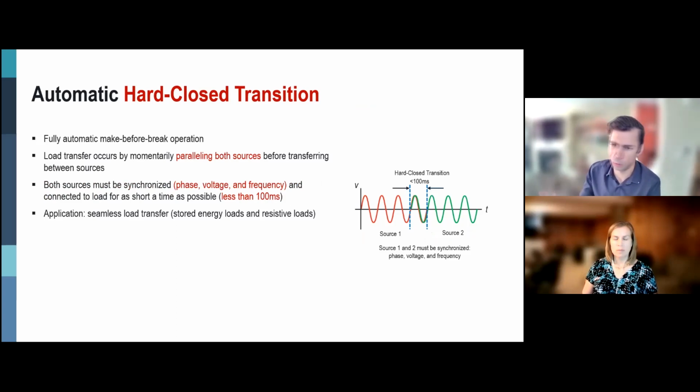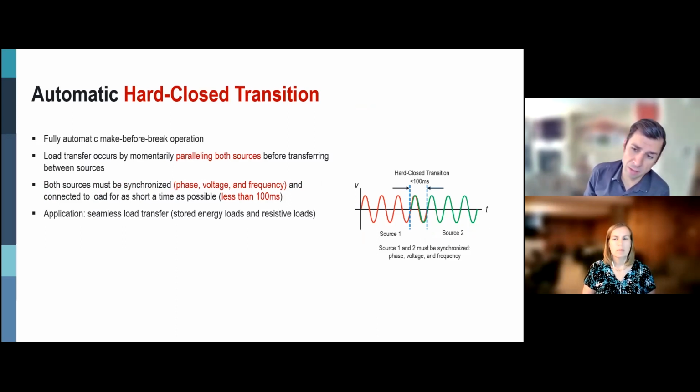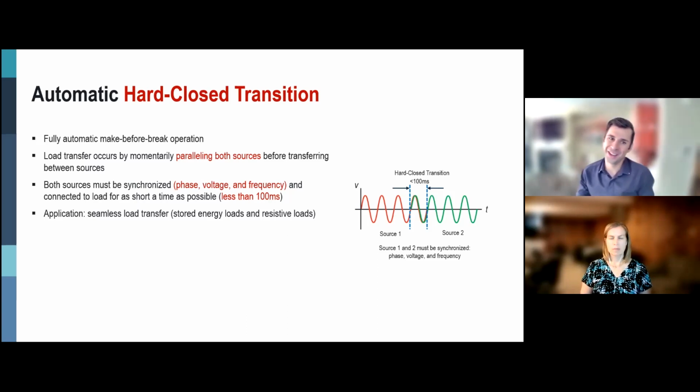But most utilities don't want you to parallel for more than 100 milliseconds. Sources must be synchronized in phase, voltage, and frequency. And again, this is a seamless load transfer. Obviously, you can't have a hard close transition between a live source and a dead source, right? Both sources have to be energized to have a close transition.